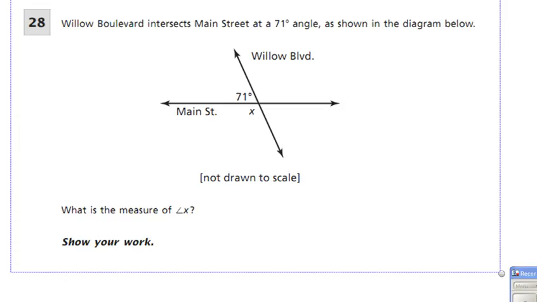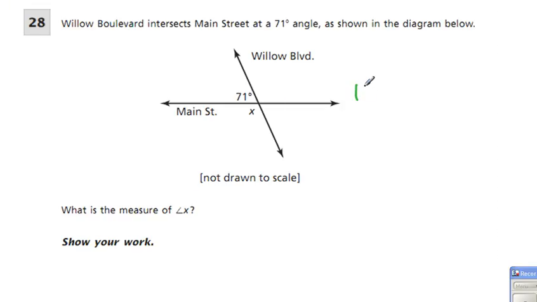What is the measure of x? Same question. Quite interesting. 180 minus 71. That will be the value of x. So once again, we get to realize this is 109 degrees.